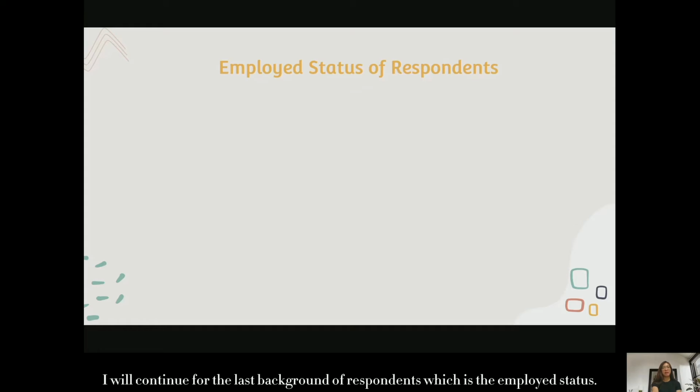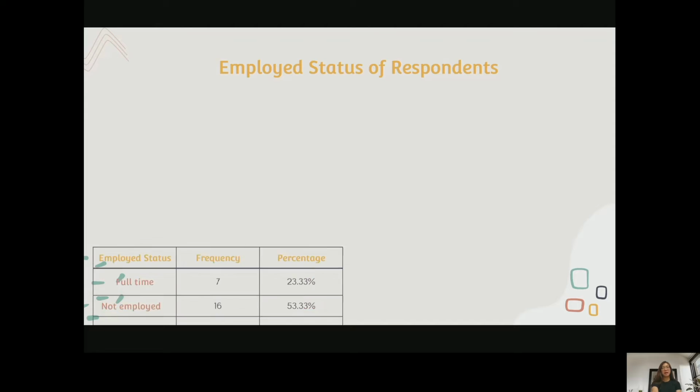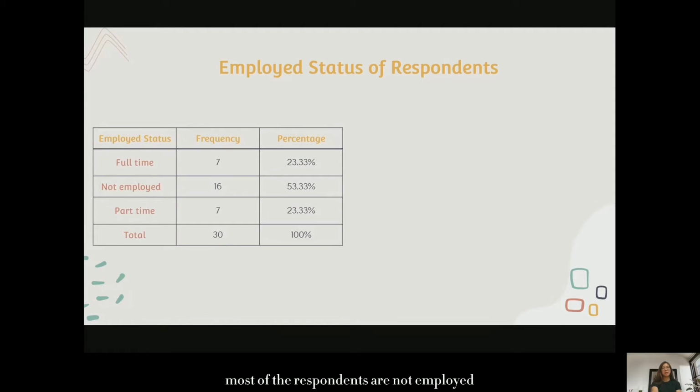I will continue for the last background of respondent, which is the employed status. Based on the table that we calculated, most of the respondents is not employed, which is 16 of them, and also 53.33% of 30 respondents.